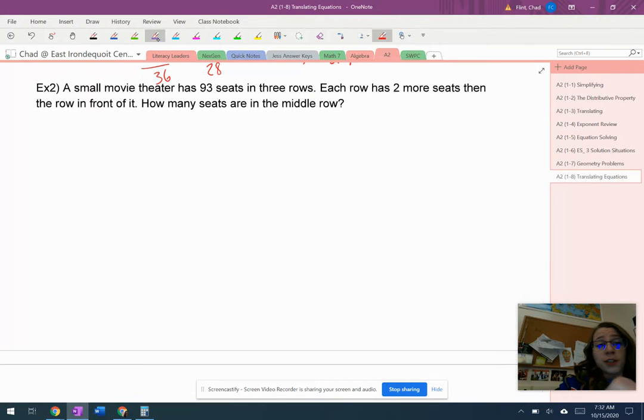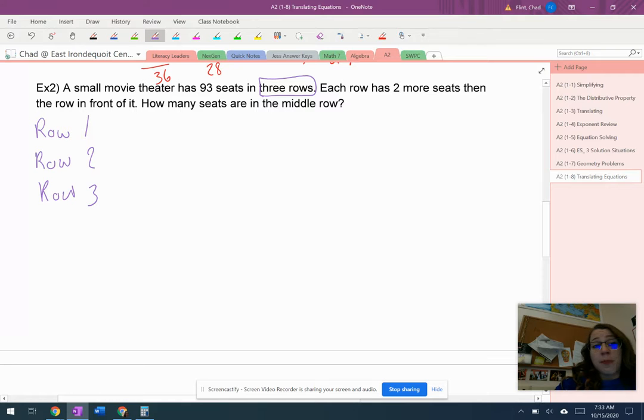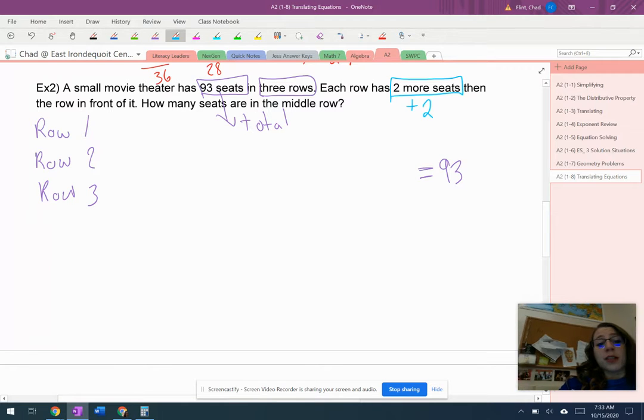So the first thing I'm picking up on there is that there's 3 rows. So we have row 1, row 2, row 3. That's me labeling my expressions ahead of time. It has 93 seats total, so when I add them all together, I'm going to have that set equal to 93. Each row has 2 more seats than the row in front of it. How many seats are in the middle row?